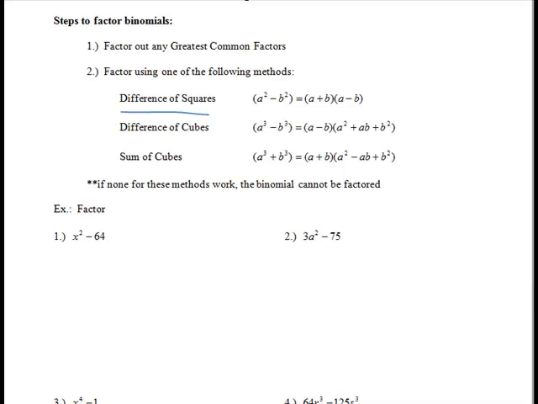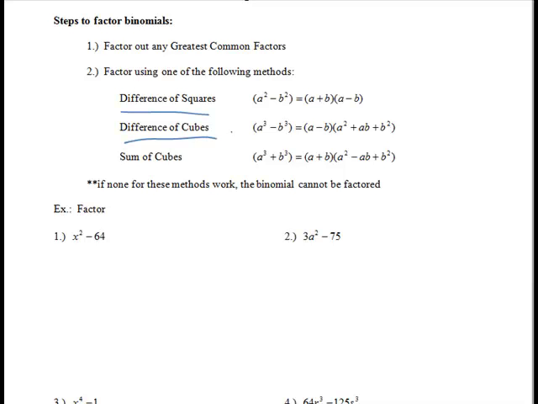Here, both terms are perfect squares, terms that you can take the square root of, and it works out to be a whole number integer, and it simply is going to factor into the binomials a plus b times a minus b. Next, the difference of cubes.